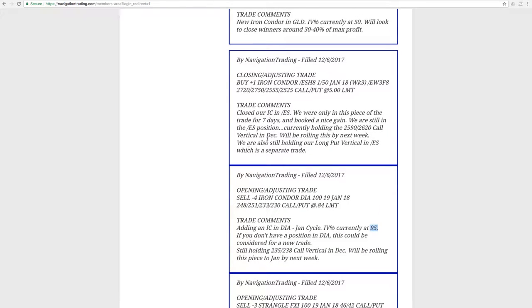Next trade was a closing adjusting trade in ES, in the S&P futures. We put on this iron condor just 7 days before, and we're able to book a profit of about 30% of max profit in that piece. Now we're still holding the 2590-2620 call spread in December. So we will look to roll that by next week. And then we also have that long put vertical in ES, which is not part of the iron condor trade, but we'll look to roll that next week as well. And again, that's just there to keep that short delta in our portfolio.